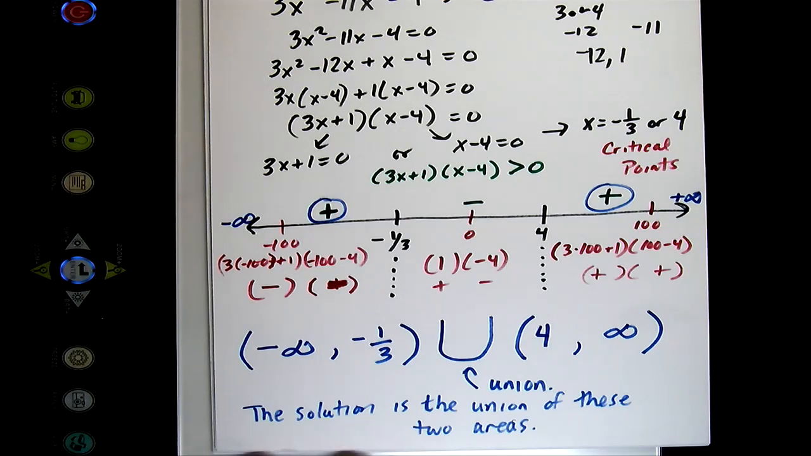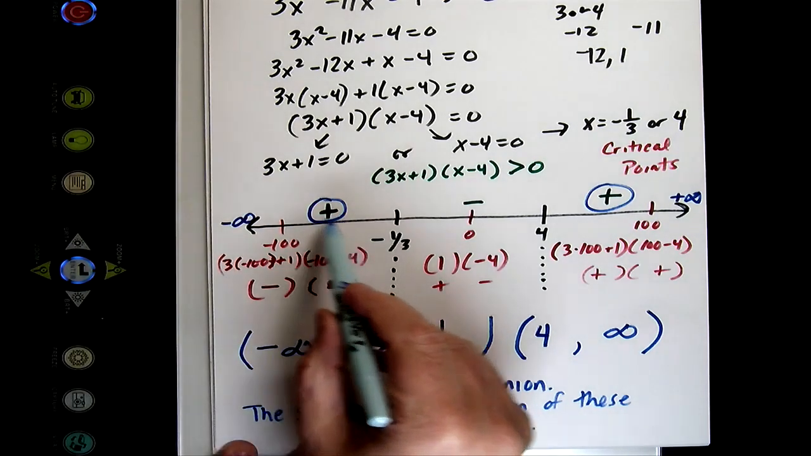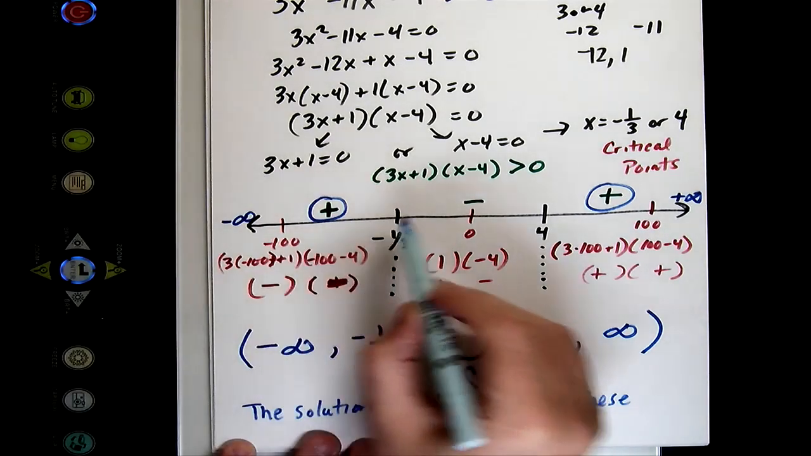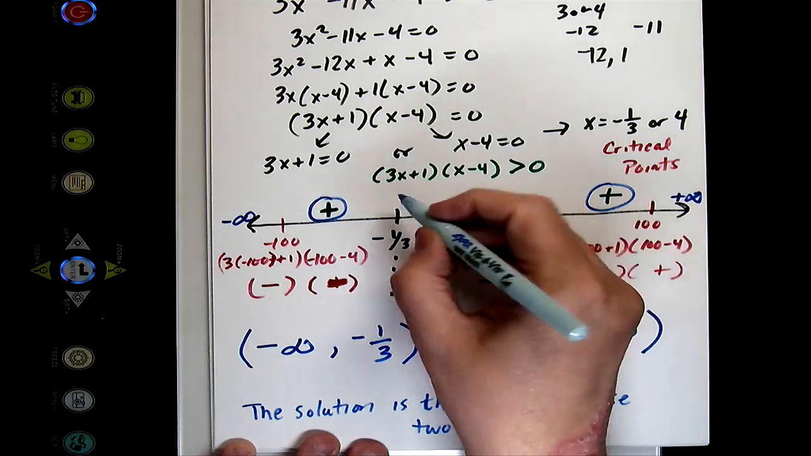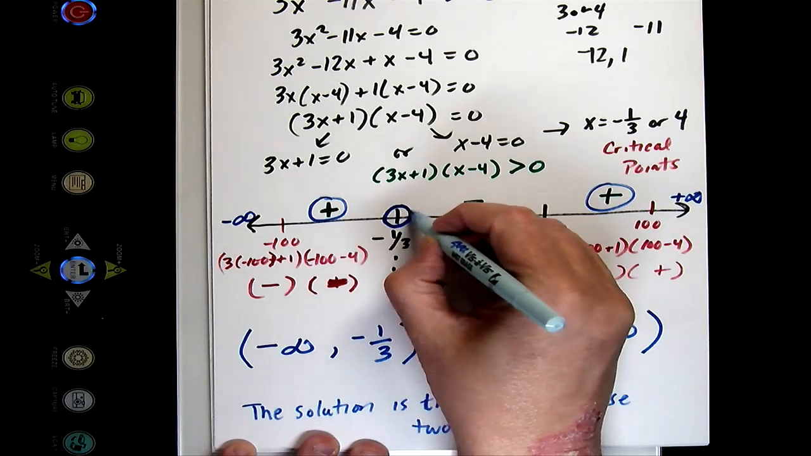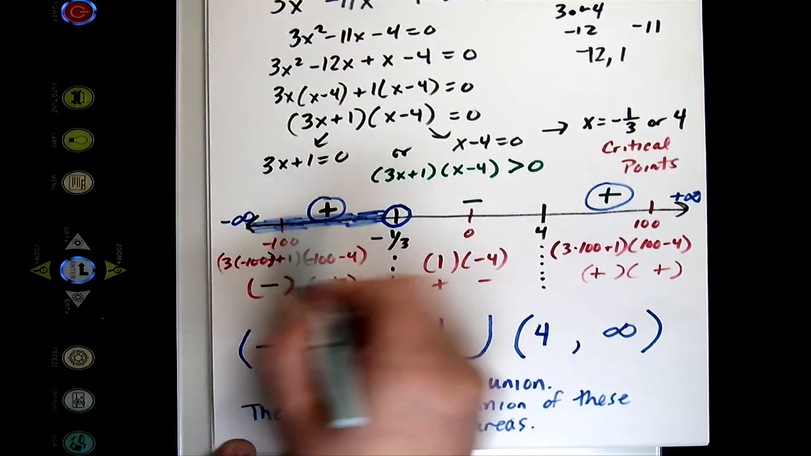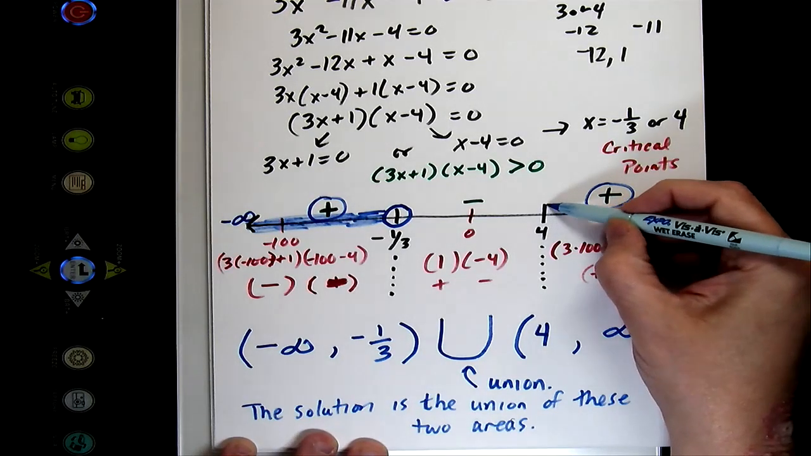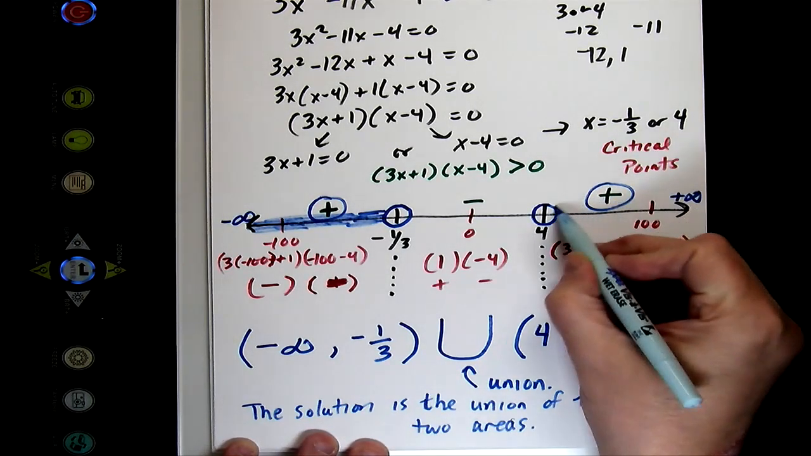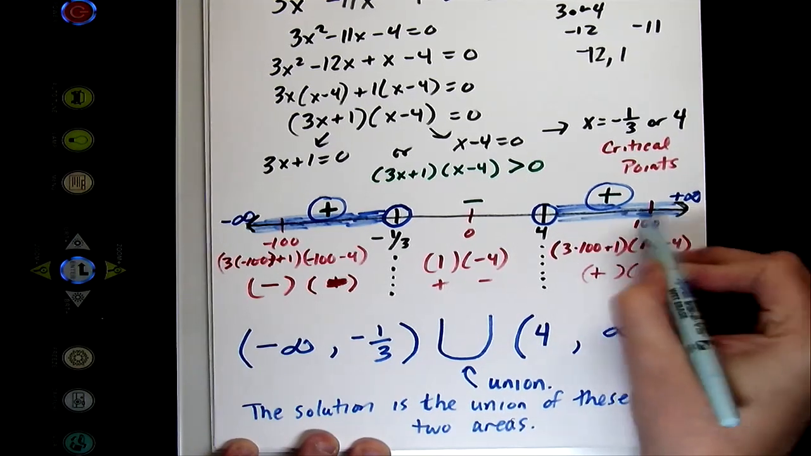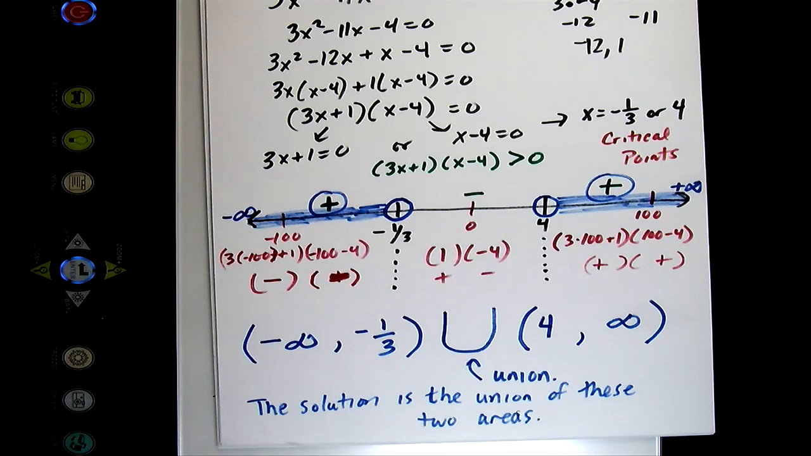If you'd like to see it shaded in, I'm going to shade in the area that's positive. I don't want to include the negative 1/3 because I don't have an equal sign. So I'm going to put a circle around that to say that I don't have it, and then I'm just going to shade to the left. And I want to put a circle around the 4 because the 4 doesn't make it true. And I'm going to shade to the right. If you see that on the homework, how they shade, I don't know if they do the shading in this book or not, because they all mentioned doing a number line in their notes. That's just my thing.